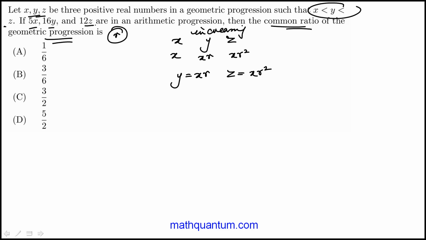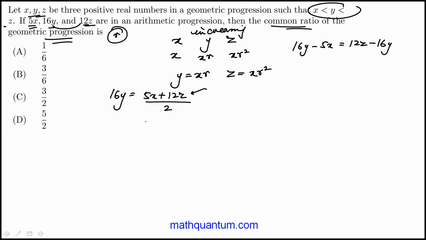We're also given this condition that these are in arithmetic progression, which just means that the middle term is the average of those two. So you can either write it directly like this, or the common difference between the second and the first term is this, and then you can write that this is equal to the third term minus the second term. And you'll notice this is exactly equivalent to that. So if you cross multiply or move the 2 here, 32y is 5x plus 12z.